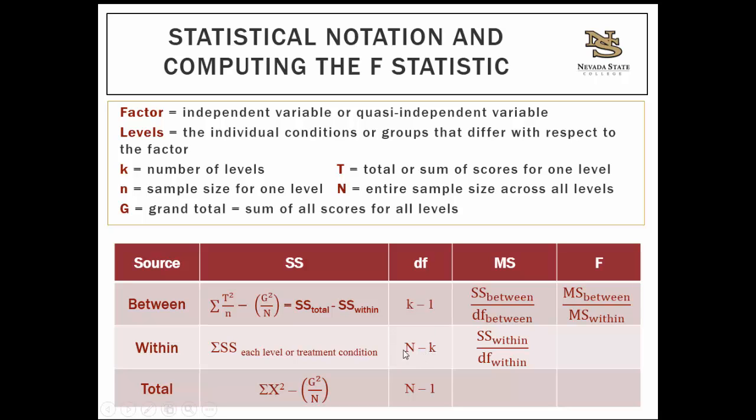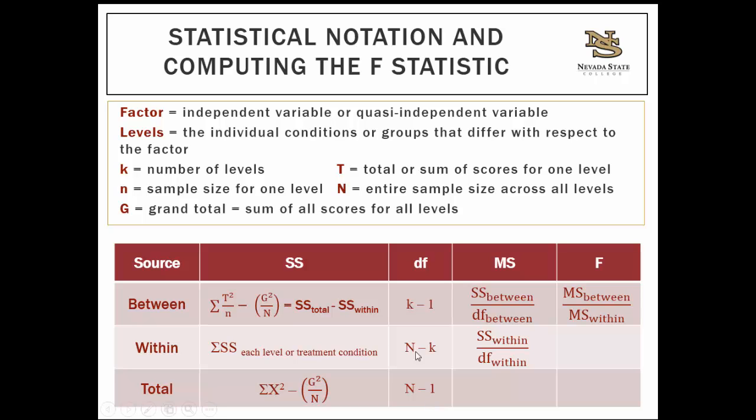Degrees of freedom within, you take the sample size for the entire study and subtract the number of groups or number of levels or number of conditions, however you want to say it. So if our sample size was 20 and we had 3 groups, our degrees of freedom within would be 17. 20 minus 3. Then for total, you take the sample size for the entire study and subtract 1. So if our sample size was 20, we would have 20 minus 1 is 19. And guess what? Degrees of freedom between plus degrees of freedom within equals degrees of freedom total. So you can check your work and make sure that you didn't do anything wrong.